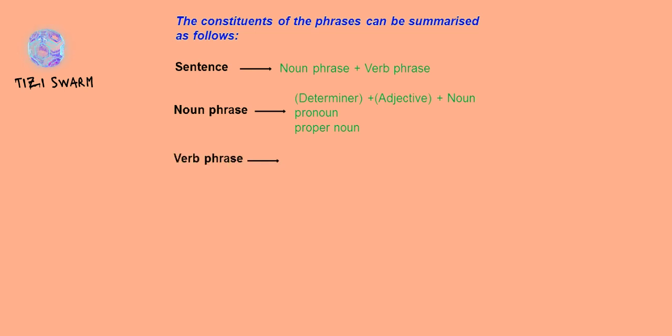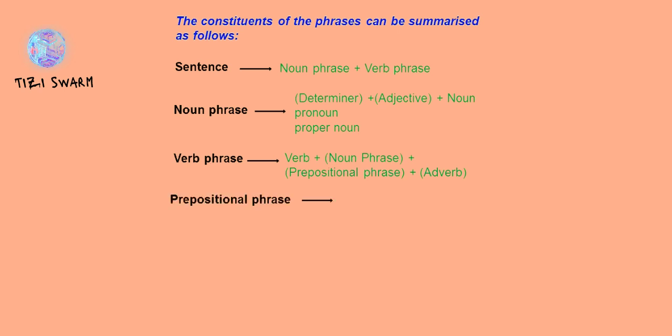A verb phrase consists of a verb, can be just a verb on its own, or it can be a verb plus a noun phrase, or it can be a verb and a prepositional phrase, or a verb and an adverb. Okay, but at the minimum it's got to have a verb. A prepositional phrase consists of a preposition and a noun phrase. So let's have a look at that in practice.